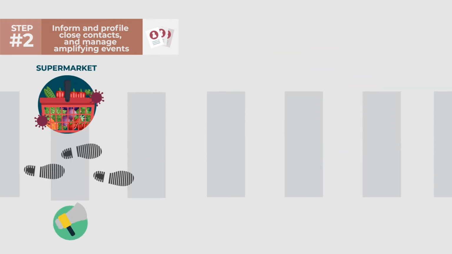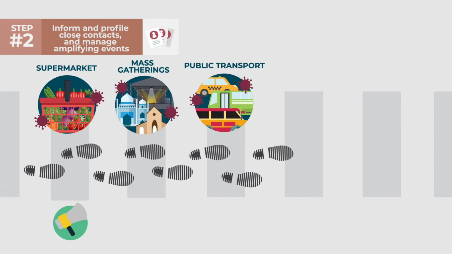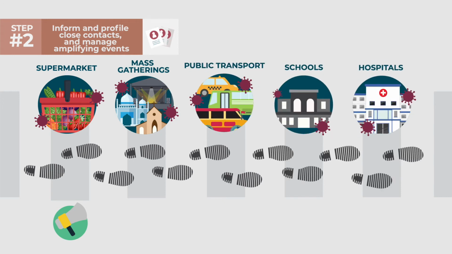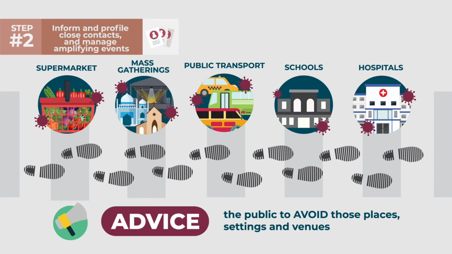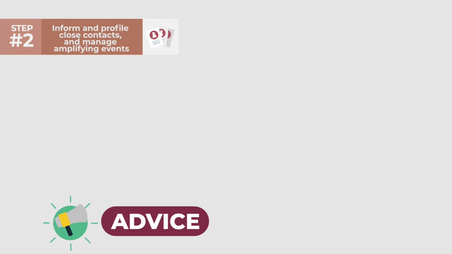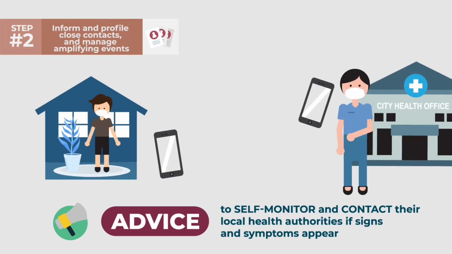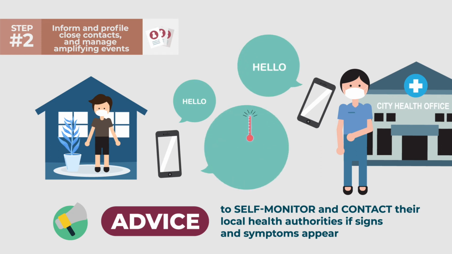Announce settings, places, and gatherings where the suspect, probable, and confirmed cases have been in the past 14 days. Advise people to avoid these places, settings, and venues. Advise those who were in the same event or place as a confirmed case to self-monitor and contact their local health authorities if signs and symptoms appear.